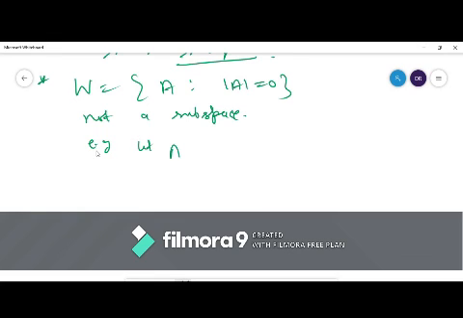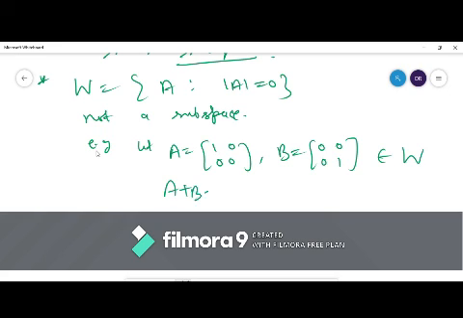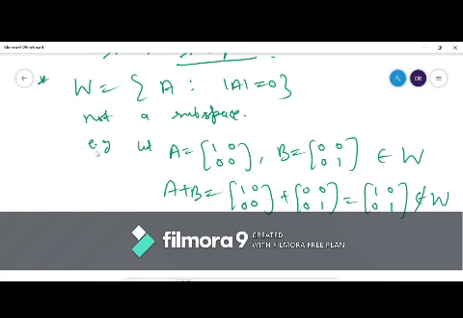For example, let A be the matrix [1 0; 0 0] and B be the matrix [0 0; 0 1]. A and B belong to W, but A plus B is equal to [1 0; 0 1]. This doesn't belong to W because this is a non-singular matrix. Hence, this W is not a subspace.